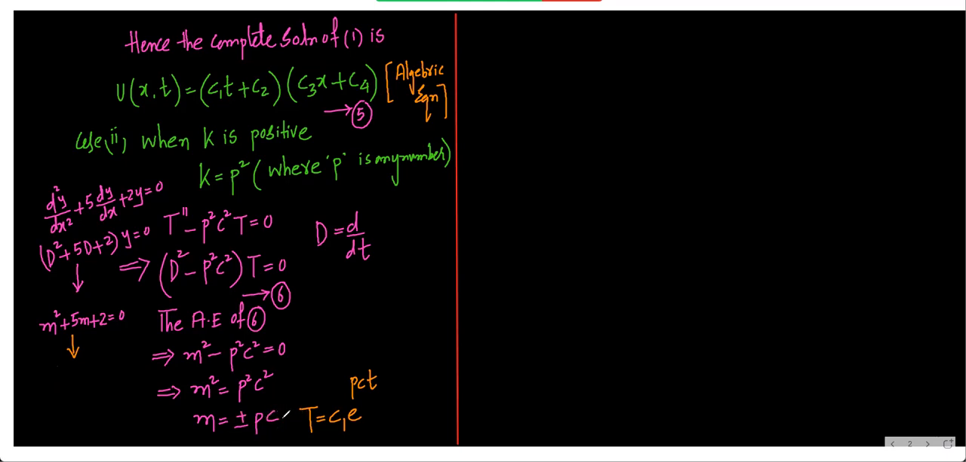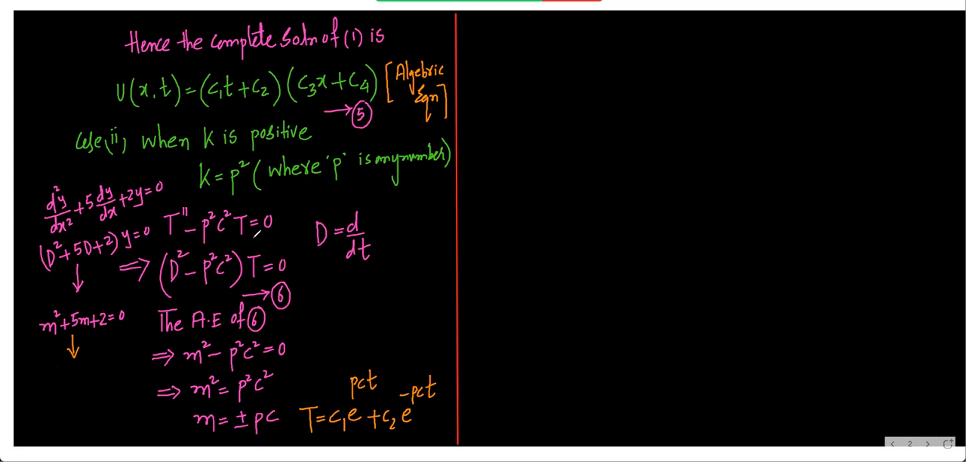M1 and M2 are different. So C1 e power whatever may be the solution. So pc is the solution and t is the variable, plus C2 into e to the power of, what do you write? Minus pc t. So, one solution we got it. We have another case to solve.